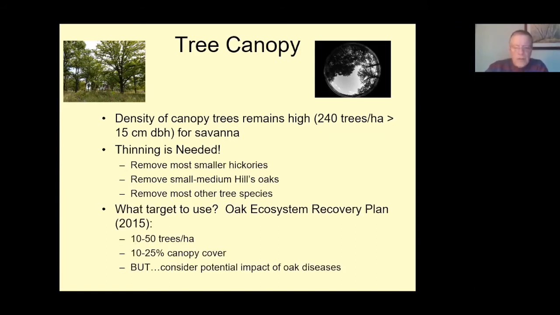Now, what should the target be for thinning? One target may be guidelines contained in the Oak Ecosystems Recovery Plan for savanna. As mentioned, those targets are 10 to 50 trees per hectare and 10 to 25% canopy cover. In addition, the Forest Preserve may be concerned with potential spread of a number of oak diseases, and they may have to take that into account in determining how aggressively to thin out the trees.